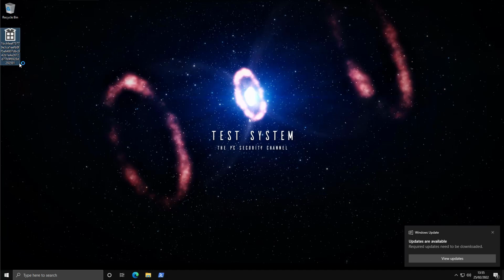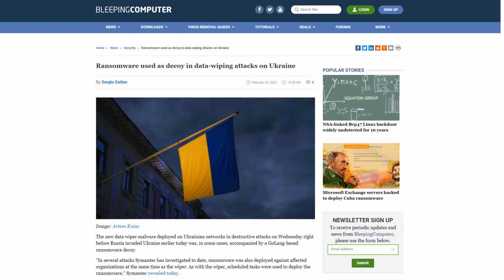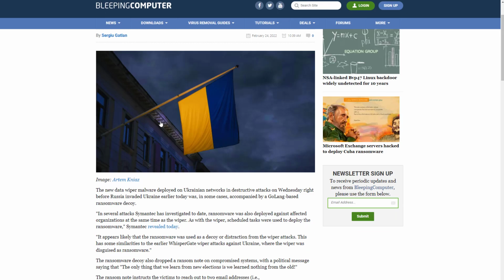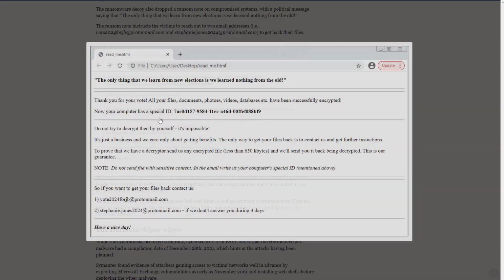They also tried to hide this by using ransomware as a decoy. So they had this little ransom note, which was actually fake, of course, to mislead people into thinking they were hit by ransomware when actually they were hit by this Russian wiper malware. Given the prevalence of ransomware attacks, I can see how this would be an effective way of cloaking the intentions of the Russian cyber attacks.